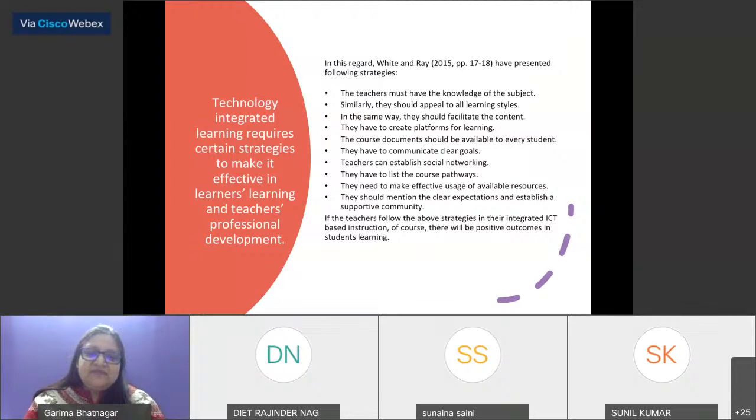And then you have to list the course pathways, as in you would have different courses. So the coordinator, Chanchal ma'am, has provided you with the list of sessions, what timings they are, who are the facilitators, and how you would go about it. If there are any changes, you are communicated about it. So there's a list of how the course is going, how the sessions are going.